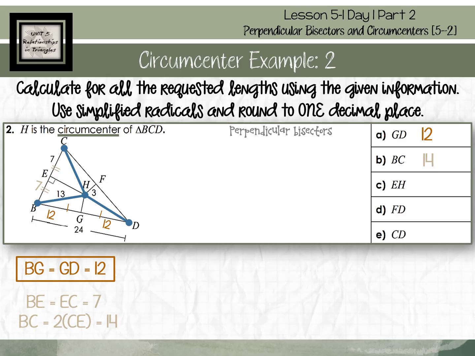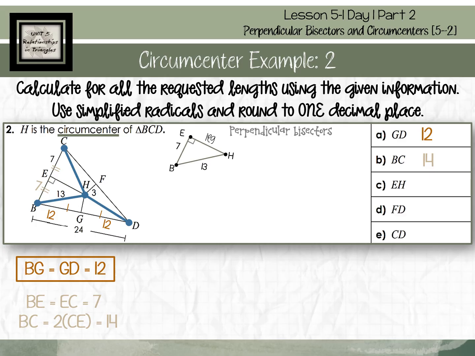One of the sides, the hypotenuse of that triangle, is a segment from the circumcenter to a vertex. So all of those are the same. The one on the triangle we're going to use first is already marked 13, but length of segment CH is 13, as well as the length of segment HD is 13.